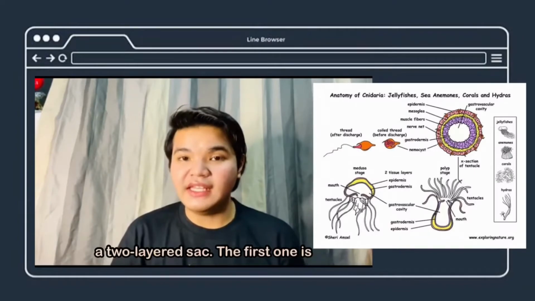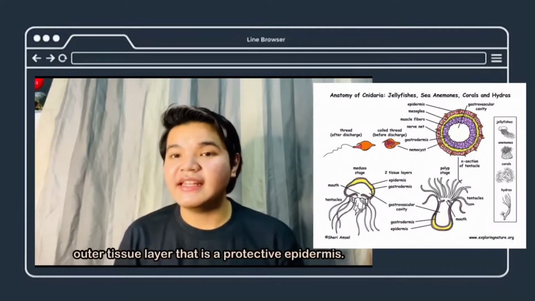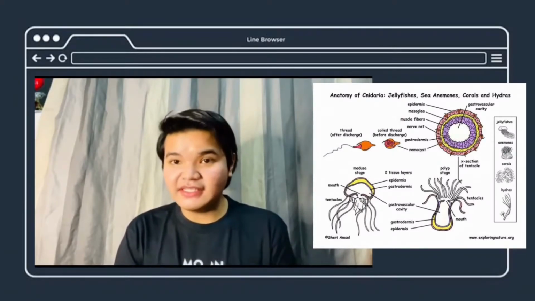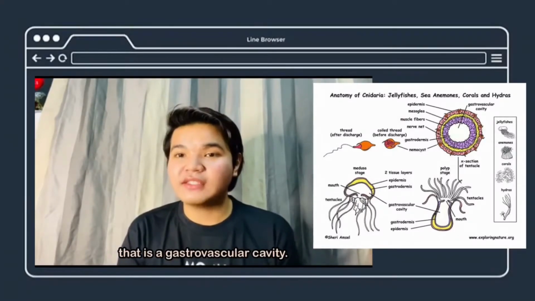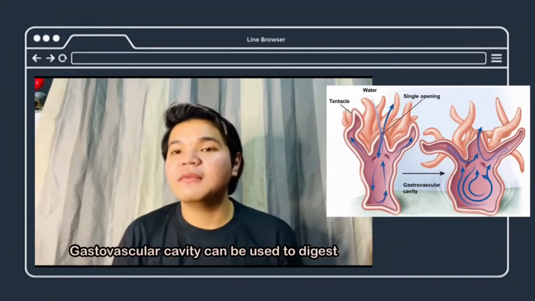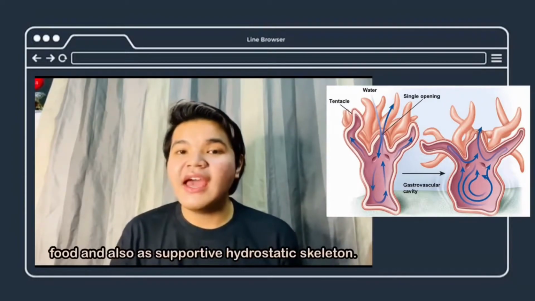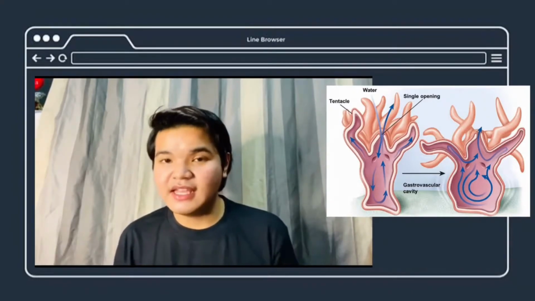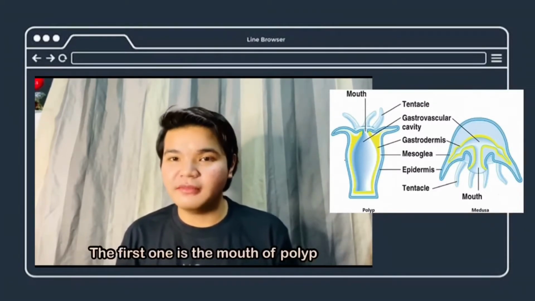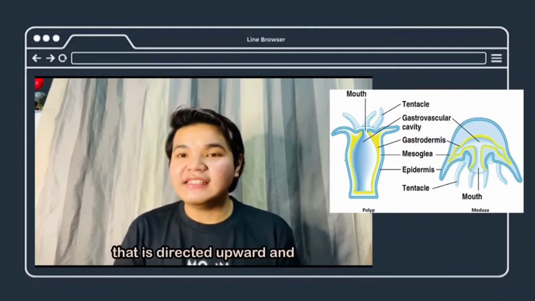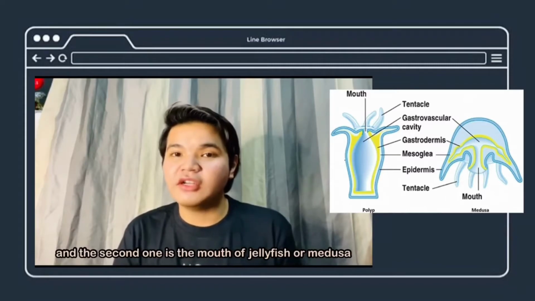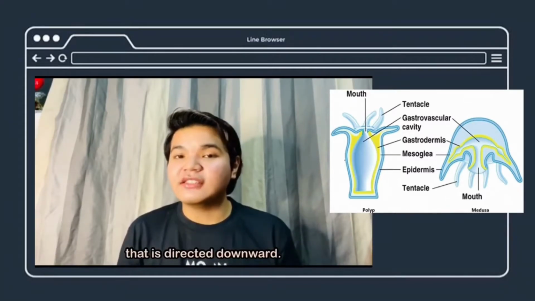The first one is the outer tissue layer, that is the protective epidermis. The second one is the inner tissue layer, that is the gastrovascular cavity. The gastrovascular cavity can be used to digest food and also as a supportive hydrostatic skeleton. There are two basic body forms of cnidarians. The first one is the polyp, whose mouth is directed upward, and the second one is the jellyfish or medusa, whose mouth is directed downward.